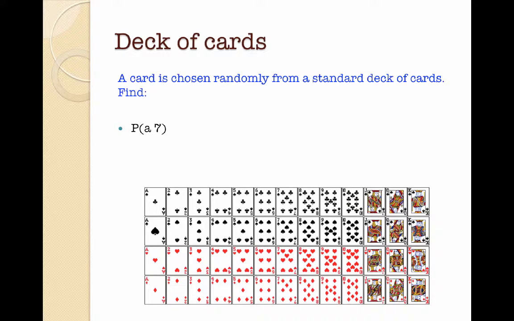The probability of a 7. There are 4 sevens in a deck of cards, so the probability is 4 out of 52. We can simplify this to 1 out of 13. That means that there is one card out of every 13 that will be a 7.